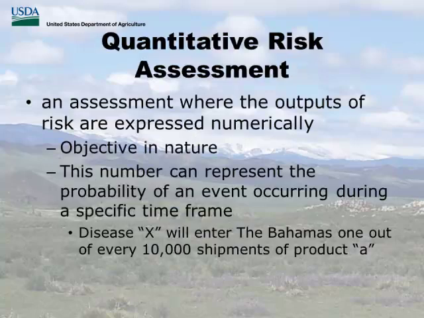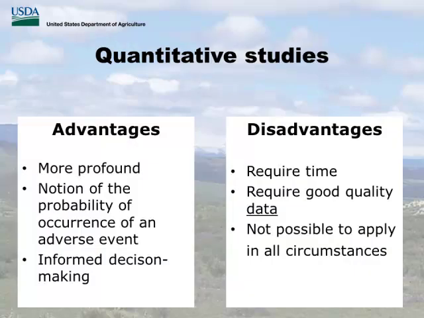Quantitative risk. This is where we try to get a numerical value. It's very objective in nature. That's the purpose of it, and the good part of the strength of it. And it can indicate the probability of something happening to a certain degree. It's more profound, the probability of occurrence of an adverse event. It's informed decision making. They can actually use it a little bit better in the decision making.